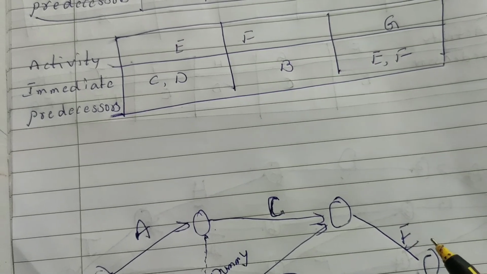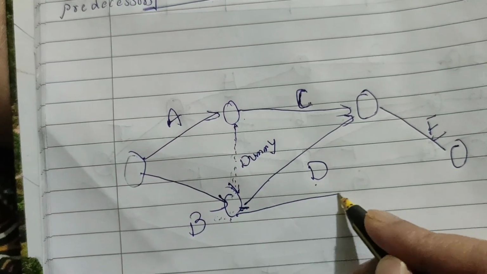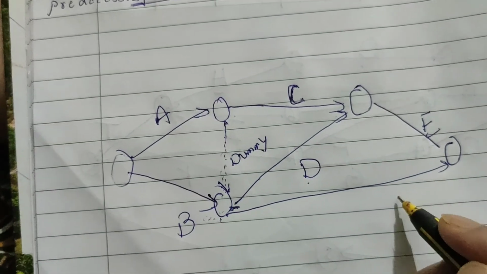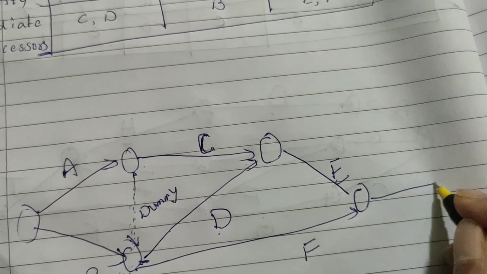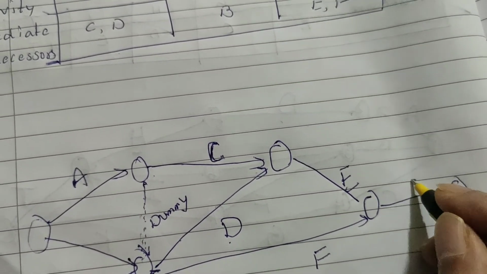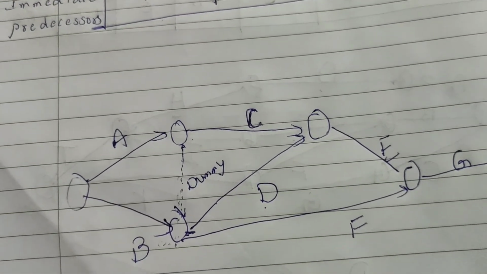Next, whenever I start activity F, I will complete my activity B. I will club both here because there is another activity, so E and F are both completed whenever I start G.